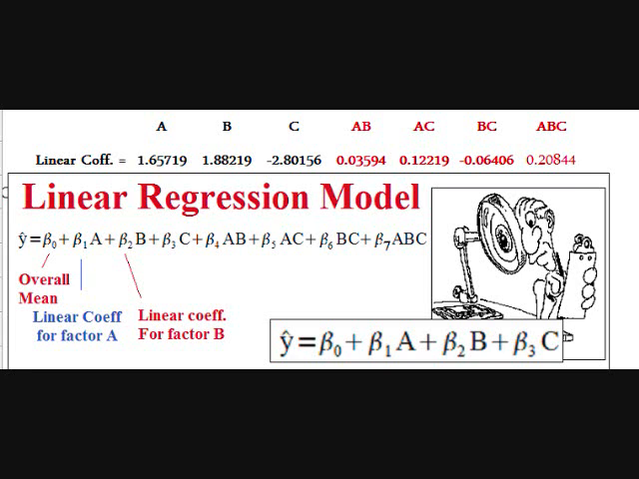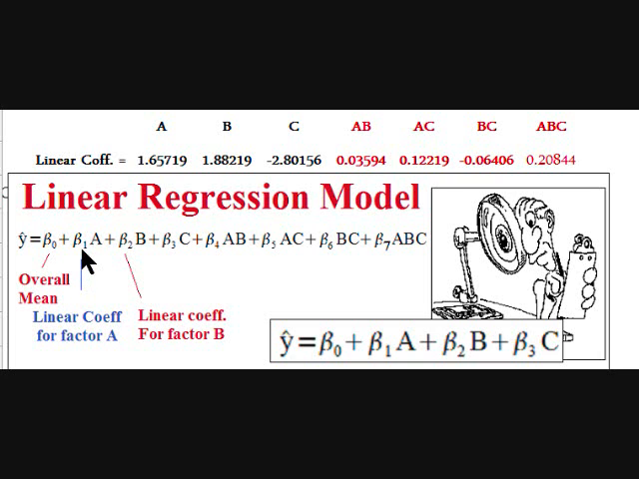The linear regression model for the problem we've been working on so far exists in this format. Y hat, and it's called hat because it's an estimating agent to distinguish it from Y actual, which is the data we collected from the experiment, equals beta sub 0, which is the overall mean, and you would have to go back to the very first table and get an average for all the data and the replicates.